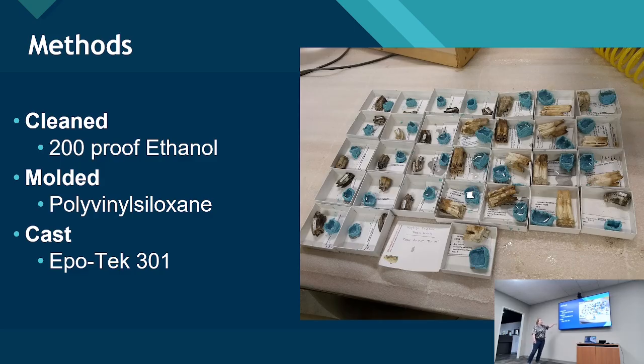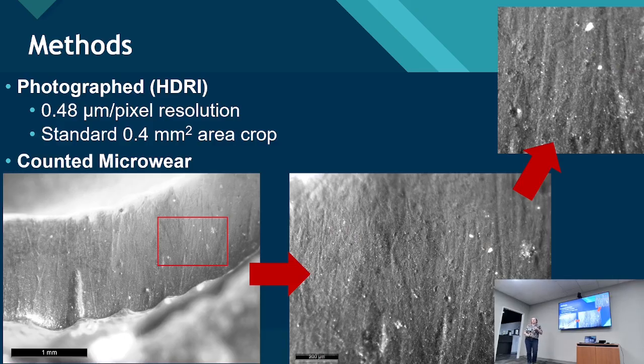And then I cast it with basically a very fancy epoxy that is clear, so that when you put the cast under a microscope with oblique lighting, you end up with something like this. So you can actually see the microwear a lot clearer. So these were photographed at usually around 1 millimeter resolution and then zoomed in to about 200 microns.